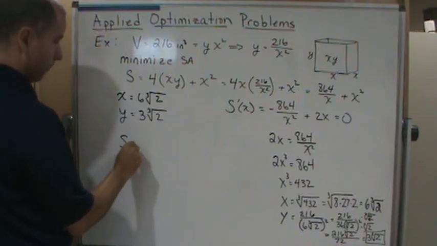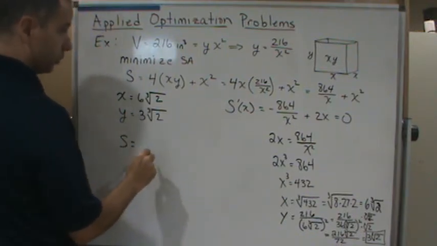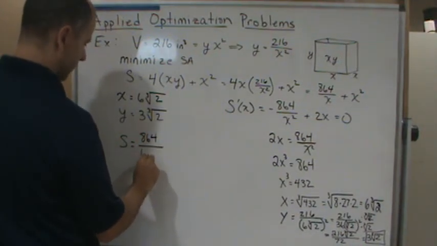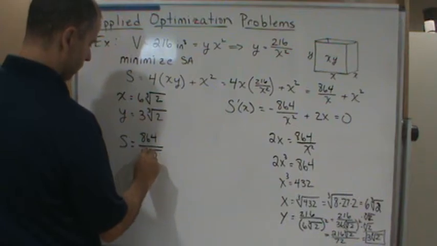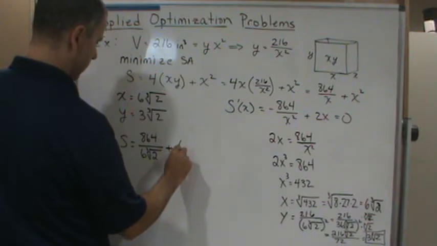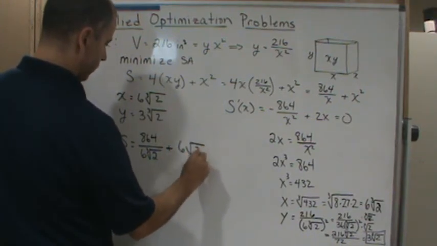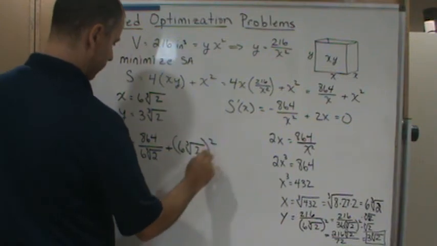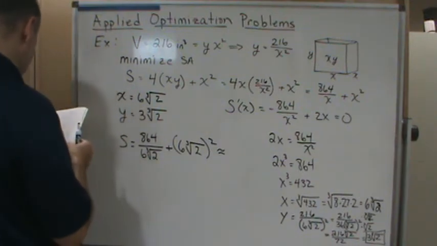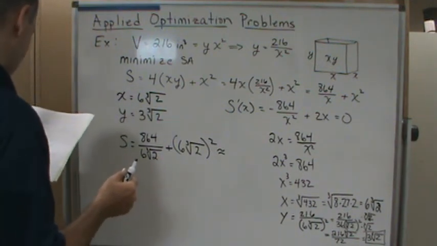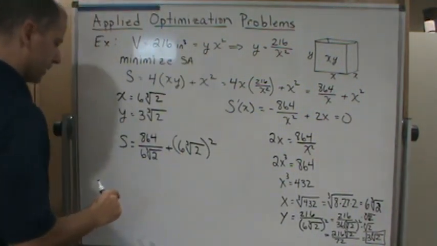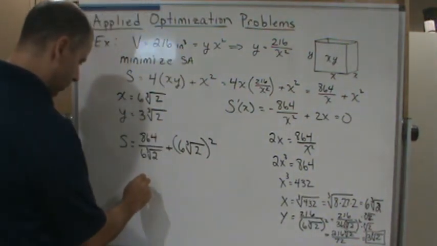So S is going to equal 864 over 6 times the cube root of 2 plus 6 times the cube root of 2 quantity squared. And if we put that into our calculator, we get approximately, well, actually we can just get the exact answer. They don't ask us for an approximation. So we'll just get the exact answer. So we'll just simplify this.